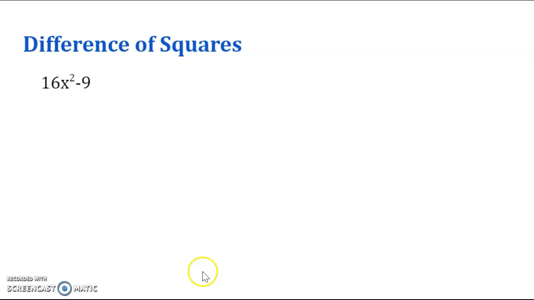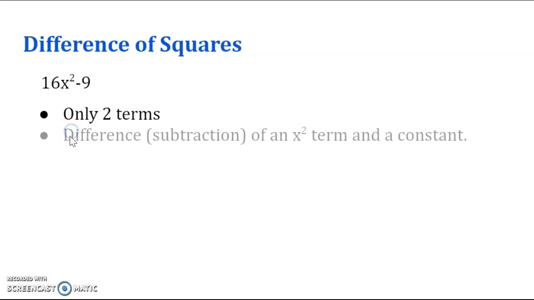So let's sum up some of the key points from the difference of squares Desmos exercise. If you have 16x squared minus 9, this is a difference of squares. What are the patterns that we're looking for? Only two terms. You cannot have three terms. Only two terms, with the difference or subtraction of the x squared term and the constant. There has to be a negative between the first and the second term. So there has to be a subtraction. It cannot be an addition.